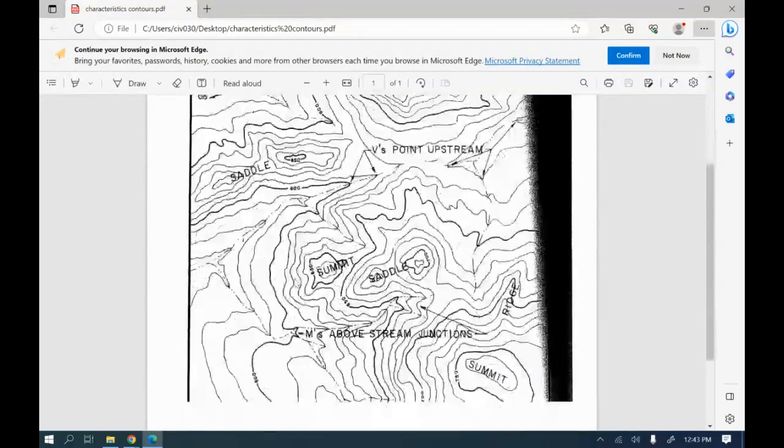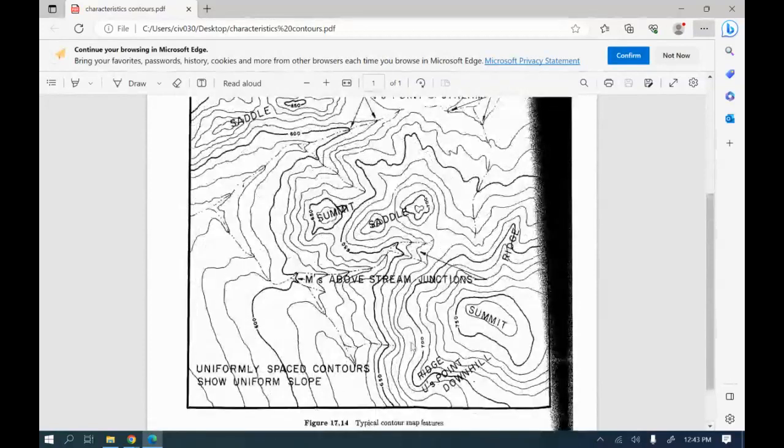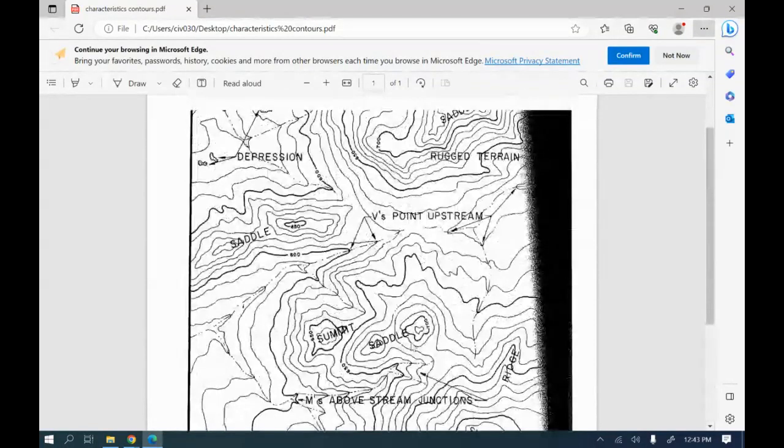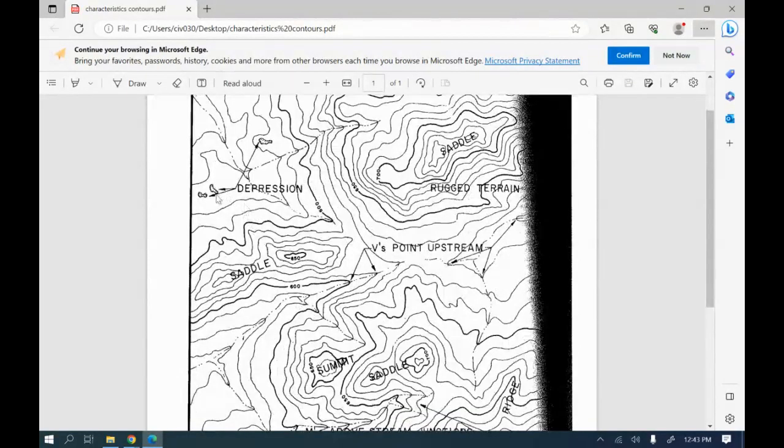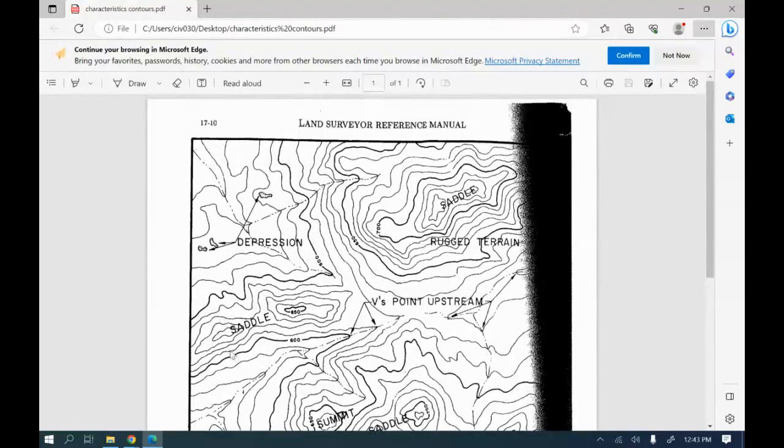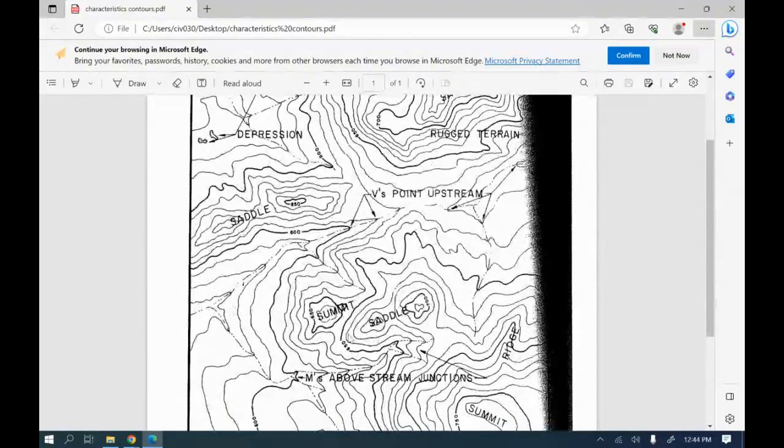I forgot how to do it. Okay, so this is from Topo Inside. I kind of picked it up because it was on here; it looks like it came from his land surveyor's reference manual. Depression means there's a hole, it's going down. A saddle means these two have the same elevation, kind of like here. A summit would be a top point.